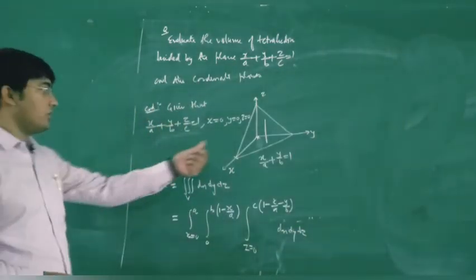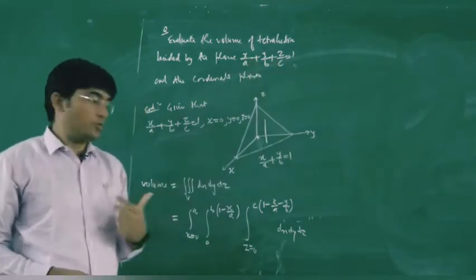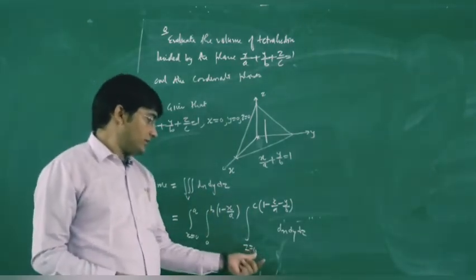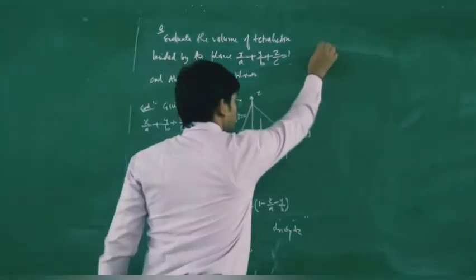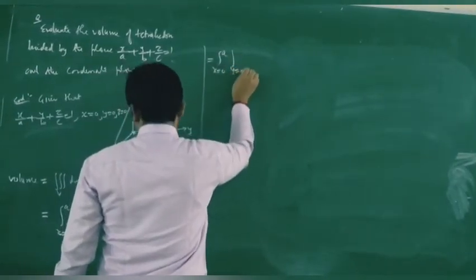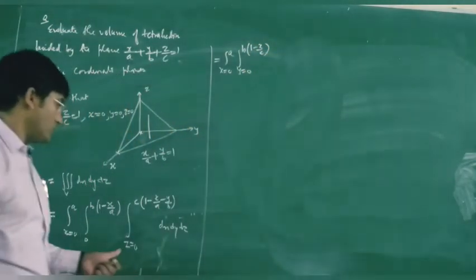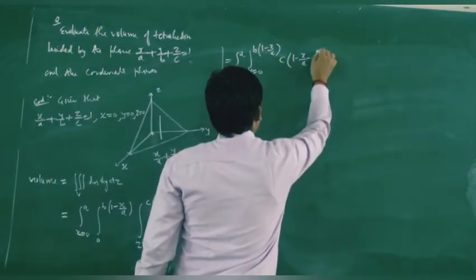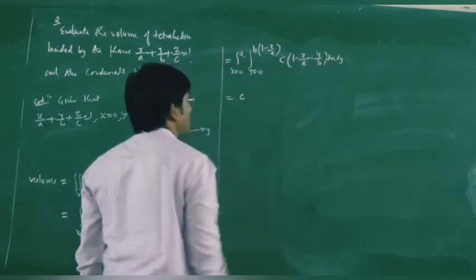So here we have z equal to 0. Now in this plane our z will be equal to c times 1 minus x upon a minus y upon b. So this is your volume integral. Now let us integrate first with respect to z. The integration with respect to z will give x from 0 to a, y from 0 to b times 1 minus x upon a, and c times 1 minus x upon a minus y upon b, dx dy.